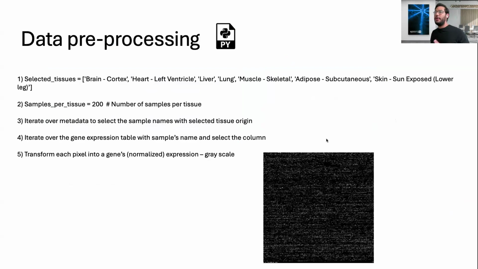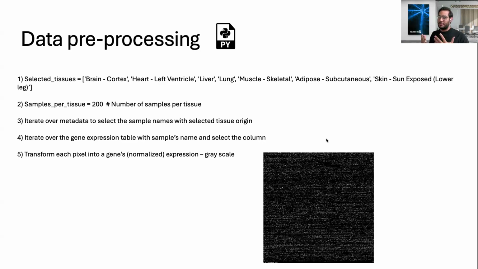Okay, so I'm not going to go over the whole script that I wrote, but just to let you know the steps. First step, select the tissue that I want to work with. There are a bunch of tissues at this moment. I just select a couple of them. Again, it's just a proof of concept. So I have brain, heart, muscle, etc. For some of them, I took only 200 samples. I don't want to overdo this. It's again just a concept that I'm trying to prove here.